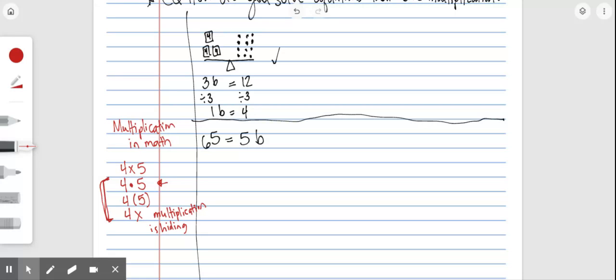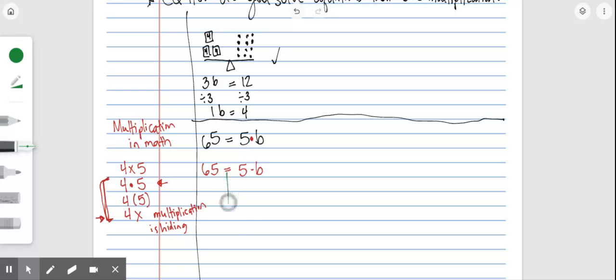For this problem right here that says 65 equals 5b, guess what? That looks just like this final method of showing multiplication. There is a hidden multiplication sign between the 5 and the b. So I'm just going to rewrite that. I'm going to write 65 equals 5 times b. So this says on one side of an equal sign, I have 65, and on the other side, I have 5 equal boxes or 5 equal bags. Okay, so in order to solve this problem, we need to divide 65 by 5.